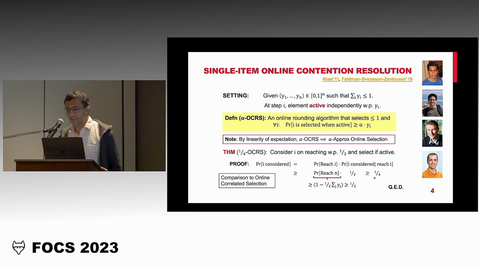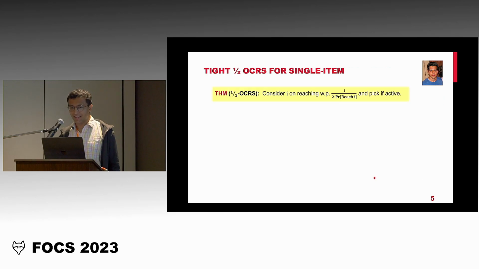Okay, so if not, then let me quickly also give you how to improve this quarter to a half. So there's a half OCRS. The algorithm is as follows. It's kind of reverse engineered in the sense that I want to get each element with half a chance on average. So I'm going to calculate whatever is the probability of reaching the ith element. And then I'm going to consider it with probability 1 over 2 times the probability of reaching it. So that on average, if I take the product, I'll get basically the half. So I'm going to take it with probability half.